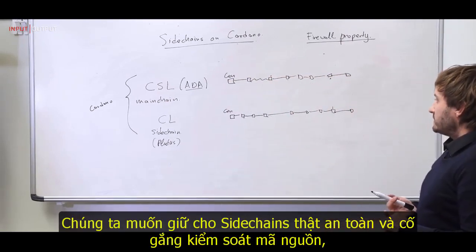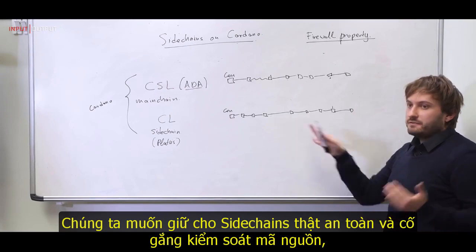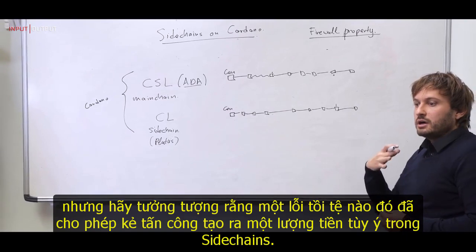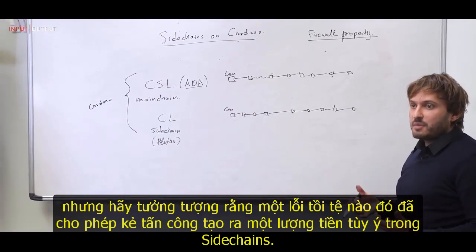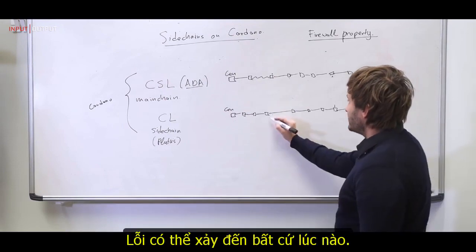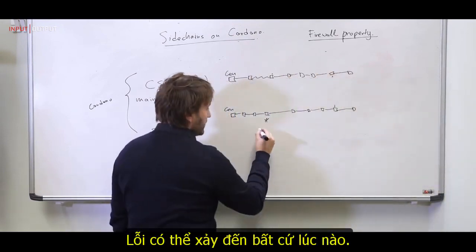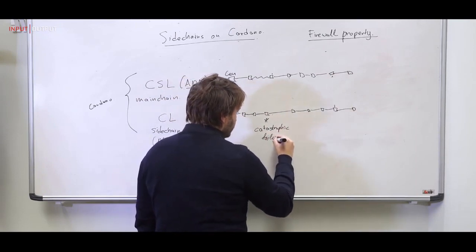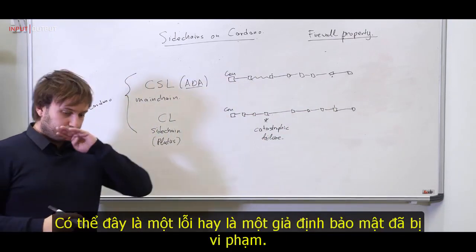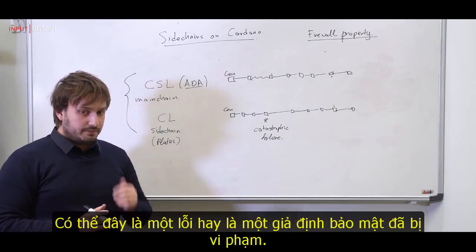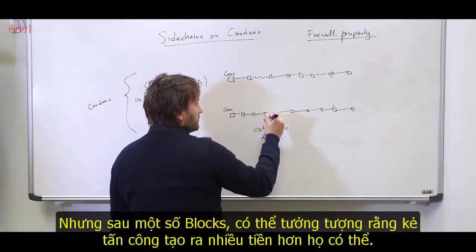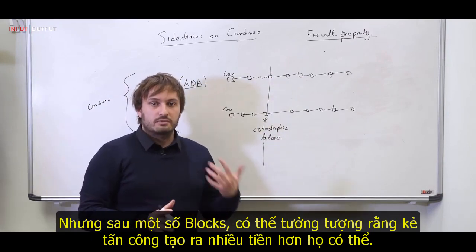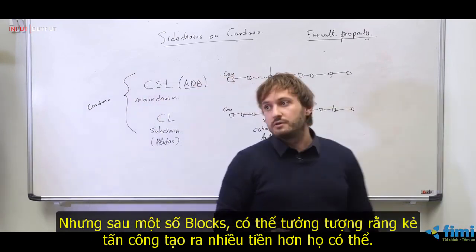Now imagine that, of course, we want to keep the sidechain very safe and we want to review all the code, but imagine that some sort of catastrophic failure allowed an attacker to create an arbitrary amount of money within the sidechain. So at some point in time, there is a catastrophic failure. Maybe this is a bug, maybe this could be a security assumption that was violated. But after some sort of block, it could be possible, imagine, that an attacker creates more money than they should be able to.